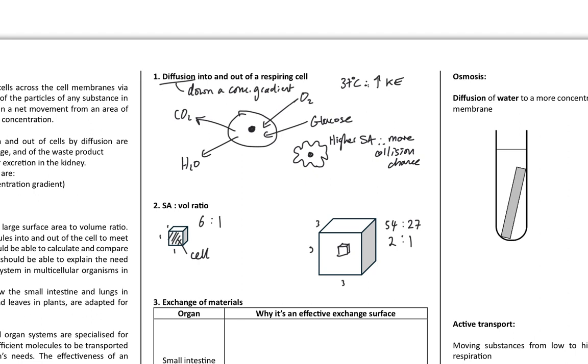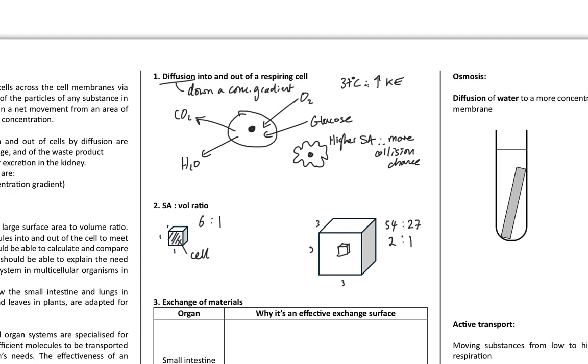So a mouse has got a high surface area to volume ratio. An elephant has got a low surface area to volume ratio. Now, obviously, the elephant has a bigger surface area, but it's in relation to its volume that you need to talk about. So yeah, small things have got a high surface area to volume ratio, and larger things have got a smaller surface area to volume ratio.